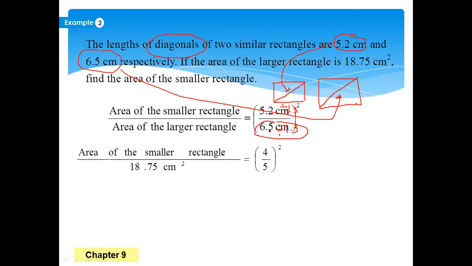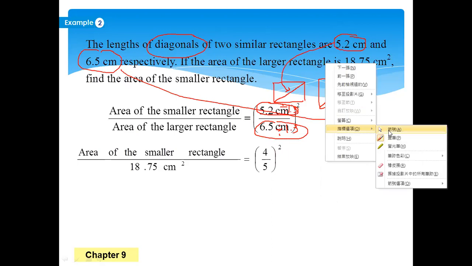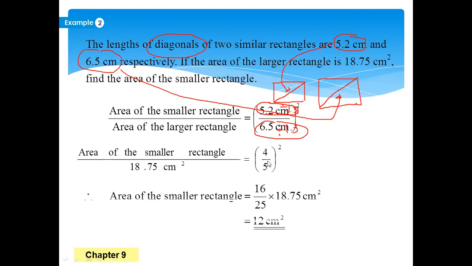Okay, this is 5, that is 4. So the square of 4 and 5, which is 16 over 25. Put 18.75 to the right. Then you find the area of the smaller rectangle. Okay, let's have a look before we go to the next question.